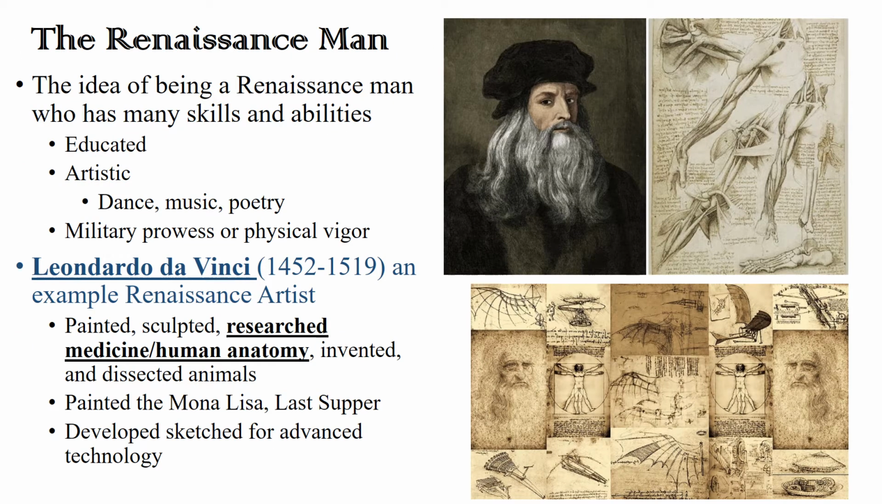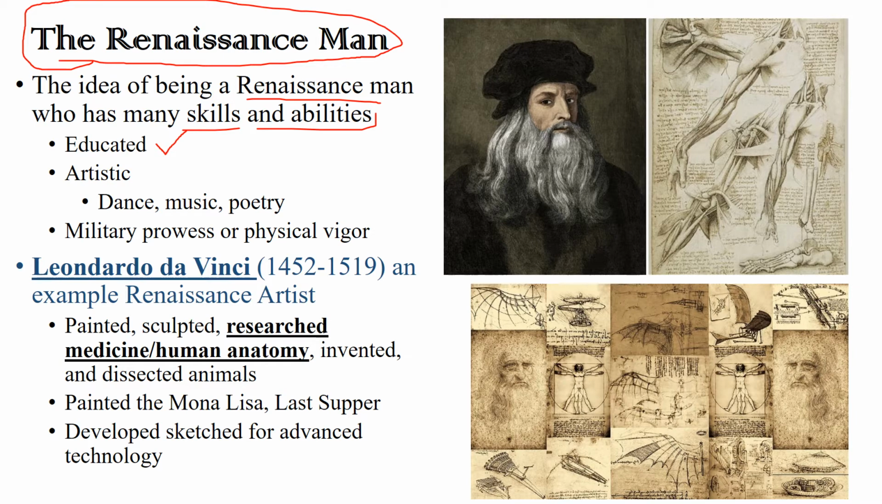So we're also going to explore the concept of the Renaissance man, someone who espoused these humanist ideas. The idea of being a Renaissance man is that you don't just specialize in one thing, you have many skills, many different abilities, and you try to perfect as many of them as you can. So a Renaissance man is meant to be educated. They're supposed to be literate, to be able to read and write, and have read the classics, Greek and Roman philosophy, as well as obviously the Bible and other philosophies of their time period.